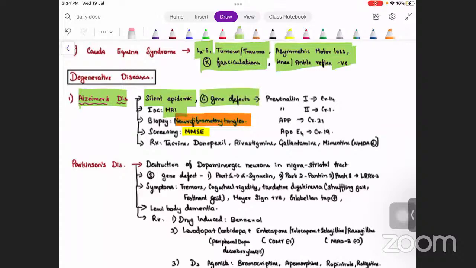Location of their chromosome and the gene defect was asked in FMGE. Presenilin 1, chromosome 14. Presenilin 2, chromosome 1. APP gene defect, chromosome 21. ApoE4, chromosome 19.